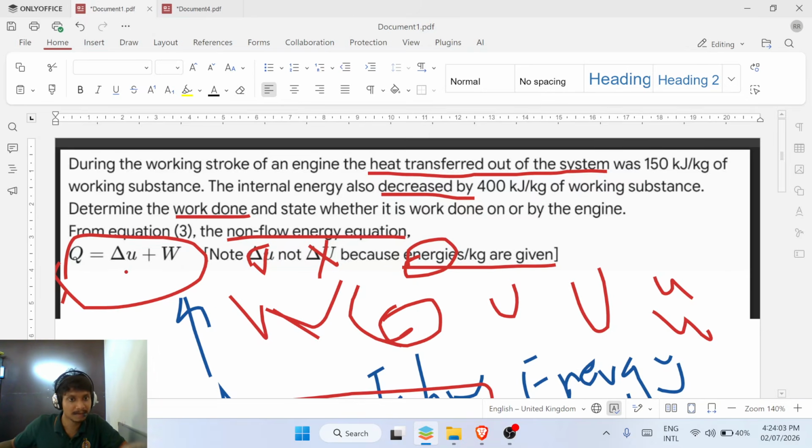Part one video. Q is equal to delta U plus W. Here we use small w. Most commonly we use capital U for internal energy. Here they gave the data in kilojoule per kilogram. Since they gave per kilogram, we use small u, because it's not the total energy, it's the internal energy per kilogram only. That's why small u. Q is equal to delta u plus W.